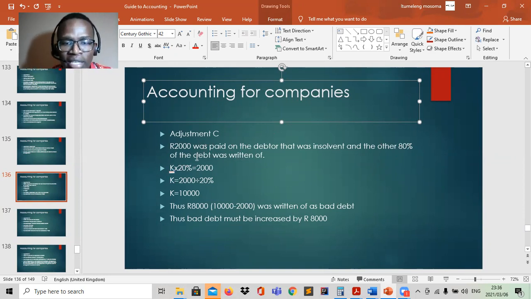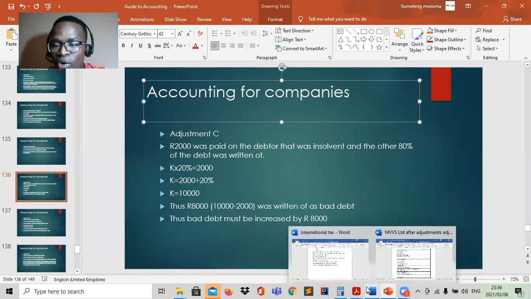So it's like we're saying he has a debt which is K, then 20% of this K is equal to 2,000, right? So K is equal to 2,000 divided by 20%. So K is equal to 10,000. K is the debt that this person was owing. So the person owed 10,000, then we only received 2,000. The remaining is going to be written off as what? Bad debt. So we expect to see bad debt increase by 8,000, right?